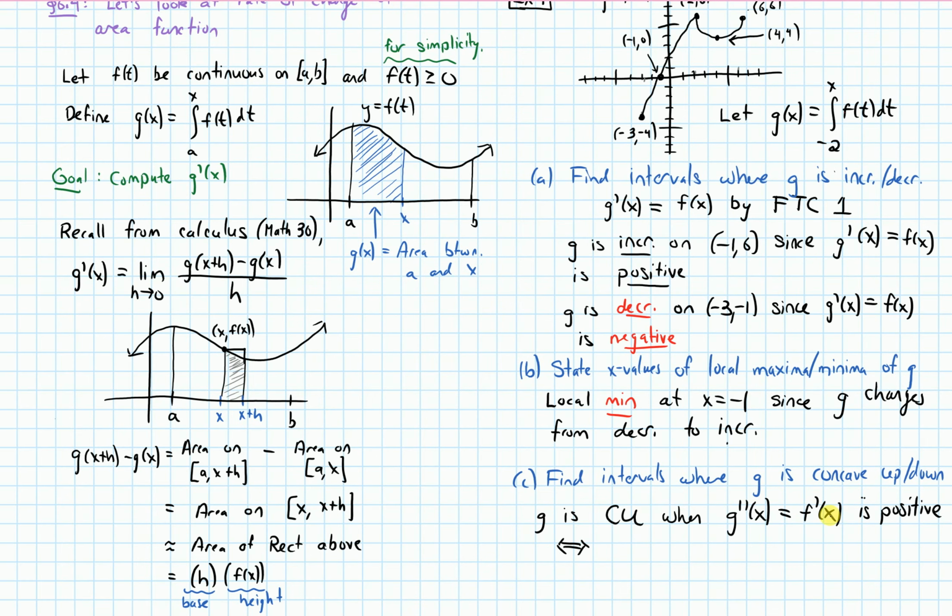And the derivative of f is positive when f of x is increasing. So we're looking for when f is increasing. And that happens on what interval? It happens on the interval from -3 to -1. And then also, so I put a union symbol, also on the interval from 4 to 6.